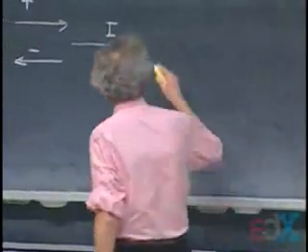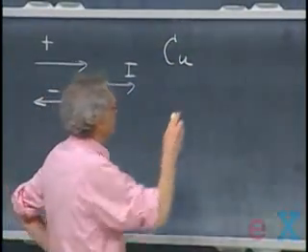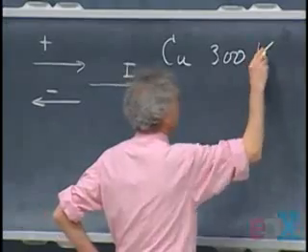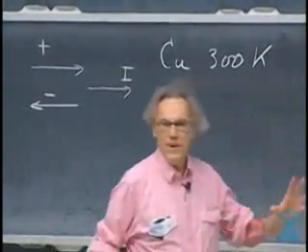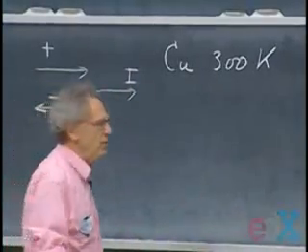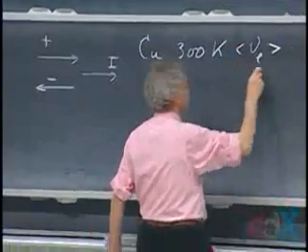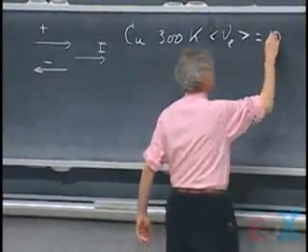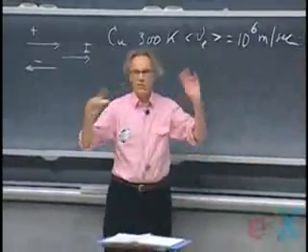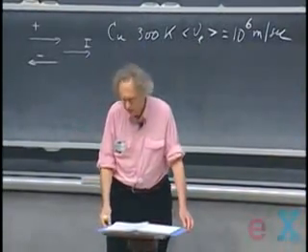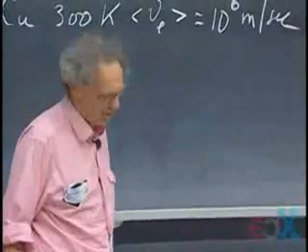If I start off with a conductor, for instance copper, at room temperature, 300 degrees Kelvin, the free electrons in copper have an average speed of about 1,000,000 meters per second. So this is the average speed of those free electrons, about 1,000,000 meters per second. It is in all directions. It's a chaotic motion. It's a thermal motion. It's due to the temperature.